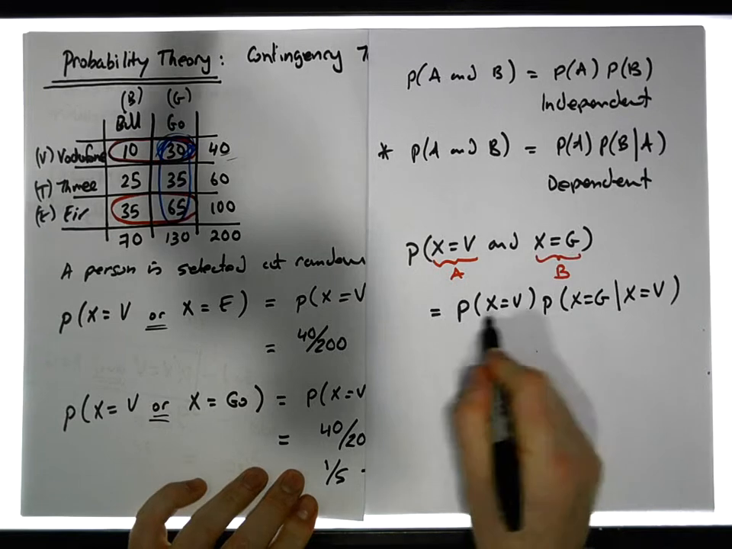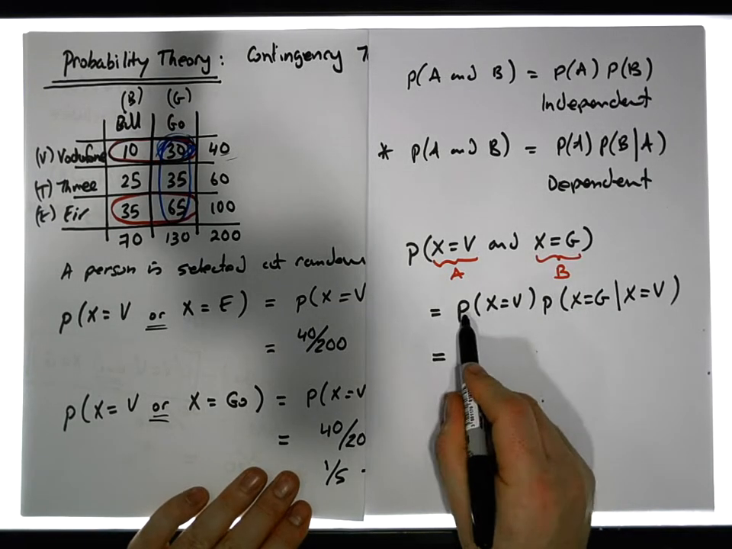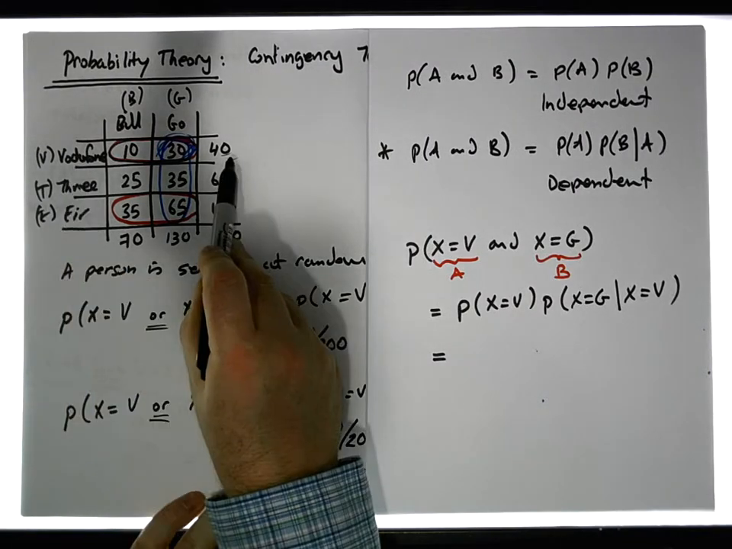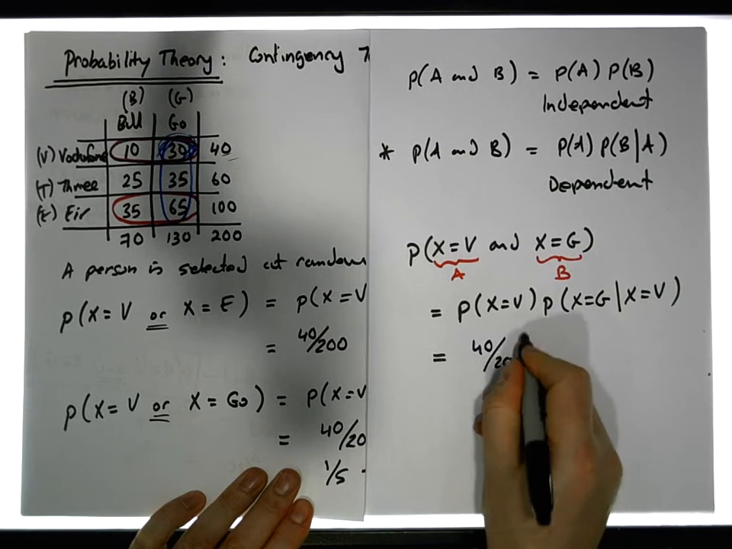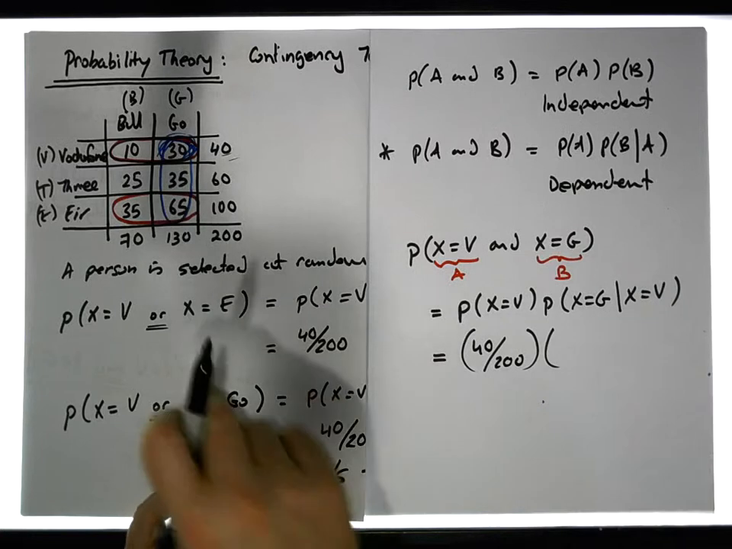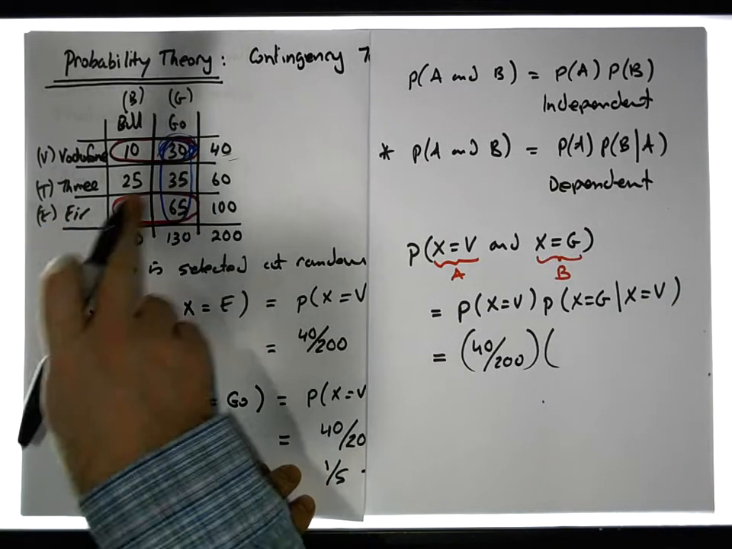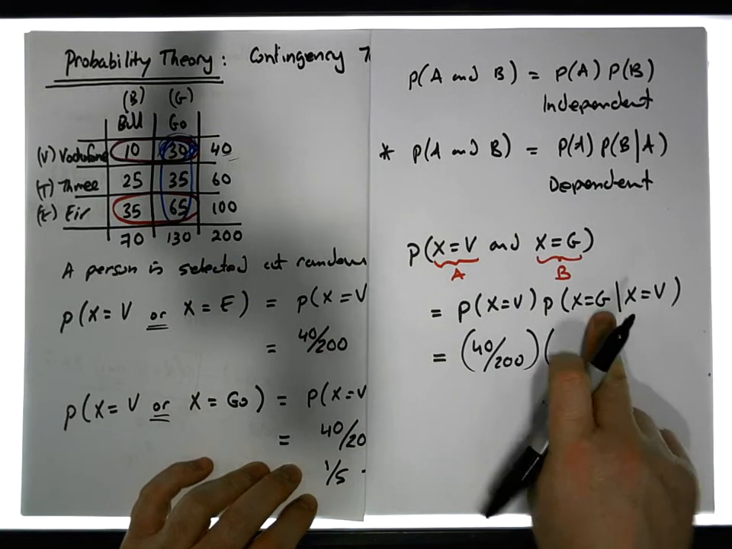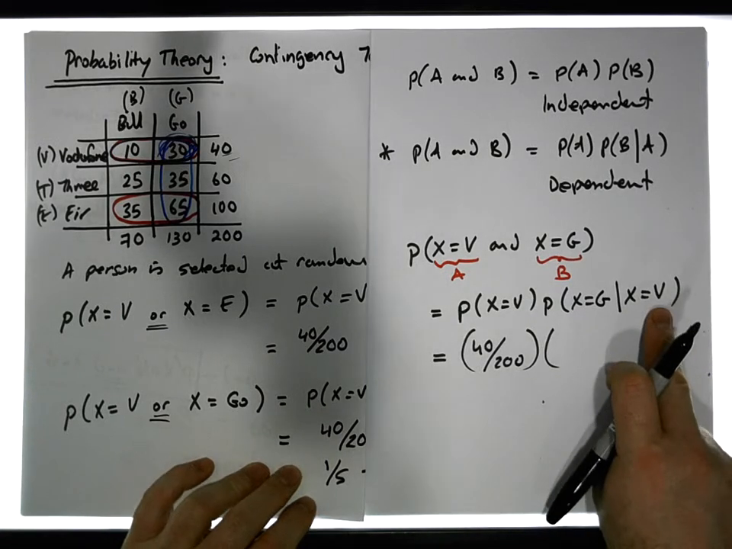Now, this first thing here is just a marginal probability. The probability of Vodafone is the marginal amount of Vodafone. There are 40 Vodafone customers out of 200, so that gives us 40 out of 200. Now, this second thing here is a conditional probability. We've got a number of floors in this building: the Vodafone floor, the Three floor, and the Eir floor. It's telling us we're looking for a Go customer in the building, but we should look on the Vodafone floor, effectively.